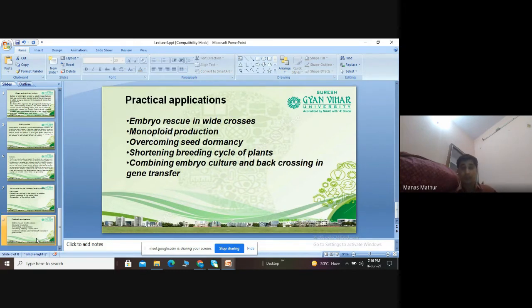Then what are the practical applications of embryo culture? Practical applications like, I told you, monoploid production, haploid production. They overcome seed dormancy. They shorten the breeding cycle of plants. As I told you, from micropropagation, we can produce thousands of plants in a short period of time. They can cause the transfer of genes by combining two different embryos of different varieties. By back crossing, they can produce variation. So these are the different practical applications of embryo culture.